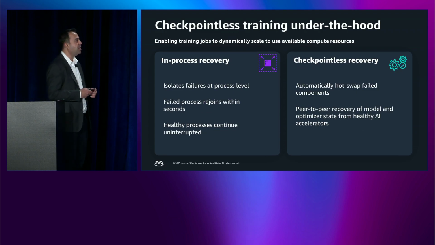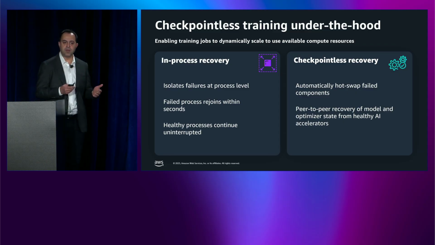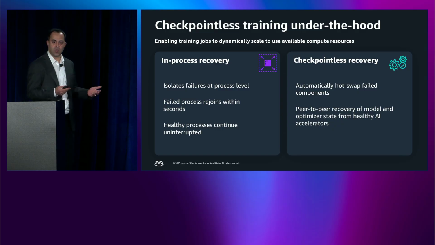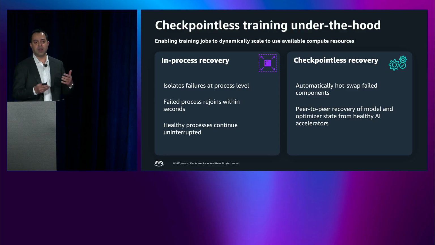The third is in-process recovery. This means that when a failure occurs, this capability does not have to stop the training processes. It keeps the training processes running. And so your training basically just pauses and resumes.